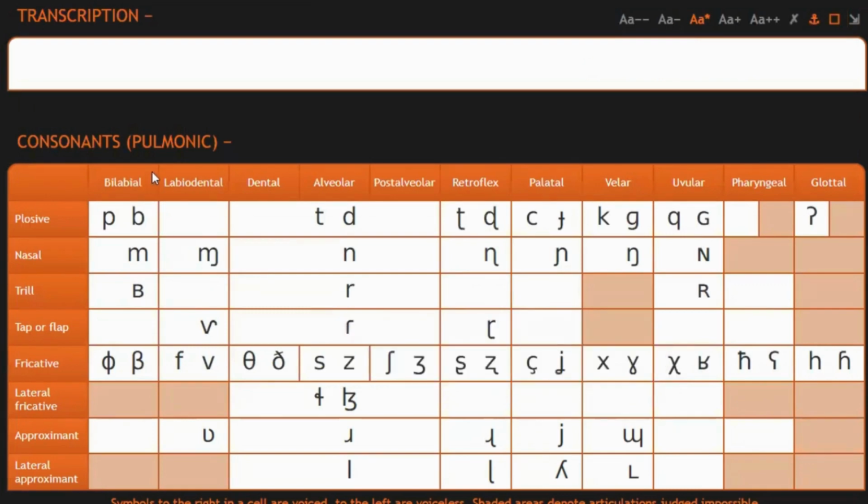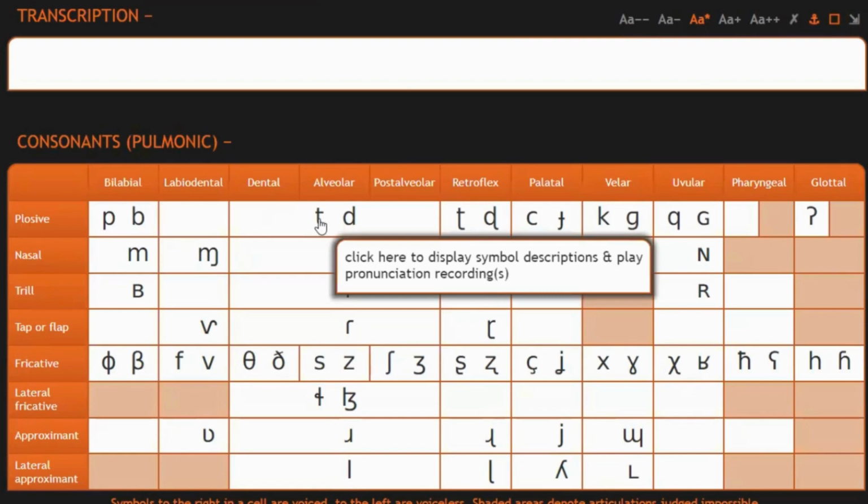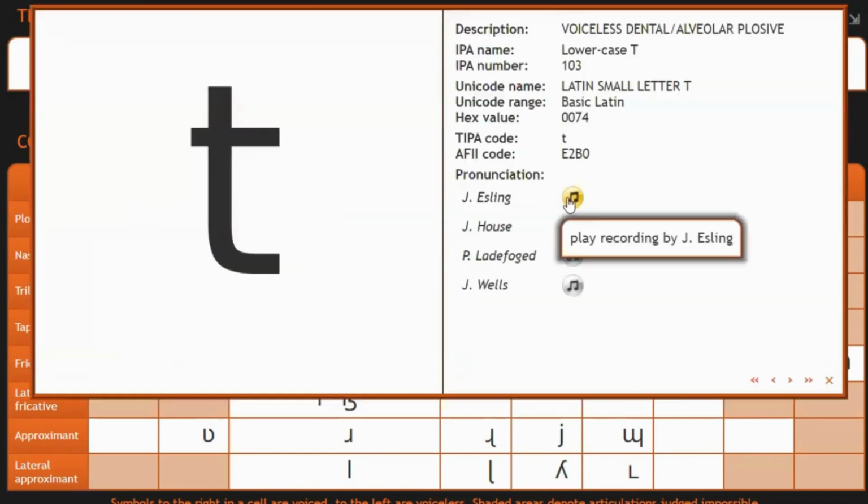All right, that's all of our bilabials and labiodentals. Now we can look at our dentals, alveolars, and postalveolars. So first we have our alveolar stops, written with a T and D, as we would expect. Let's take a listen.